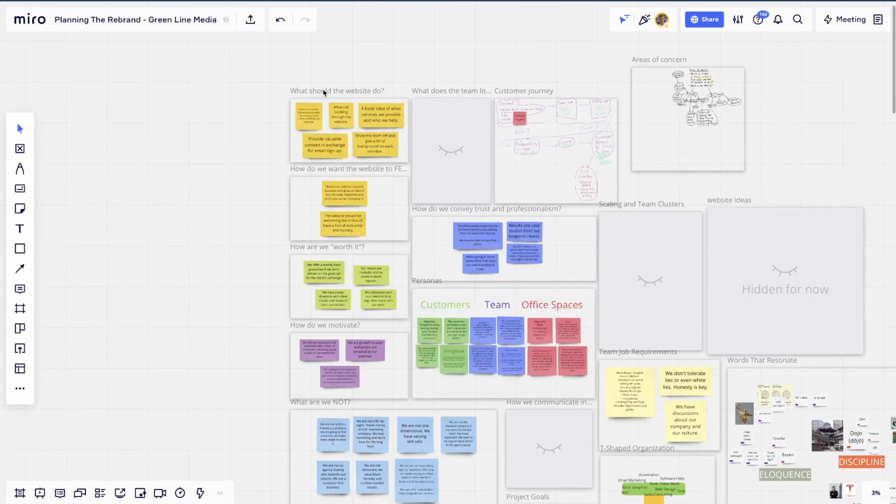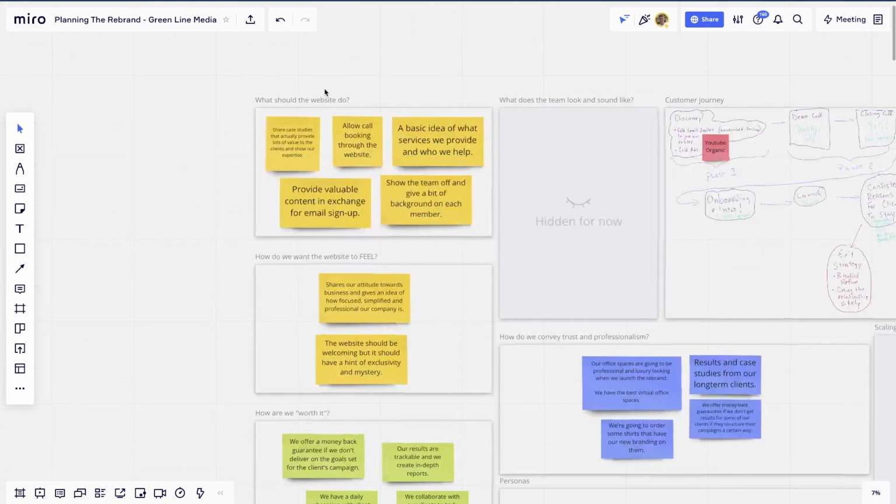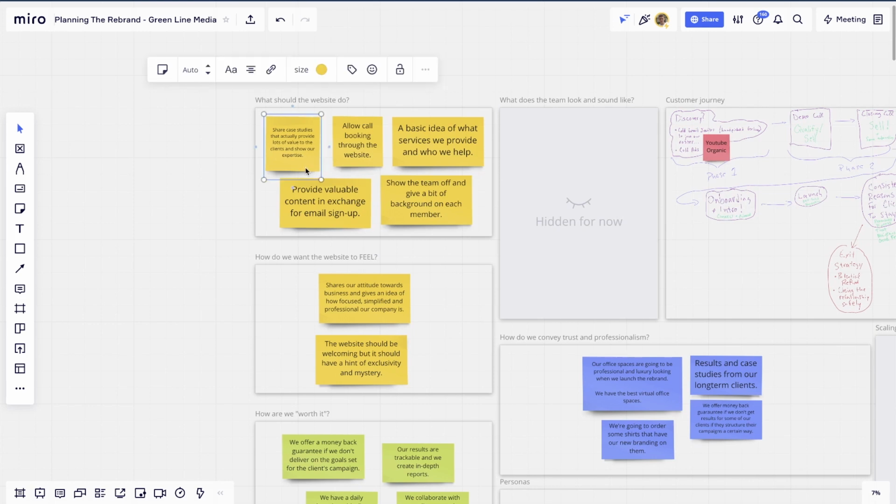We first kind of went into what should the website do, because we are a digital company and a lot of the work that we do goes through the internet. So in that case, we decided that we wanted to talk about some of the goals of the website. So we want to share case studies that provide value to potential and future clients. We wanted to allow booking through the website, have a basic idea of what our services are, how we provide them, and who we help.